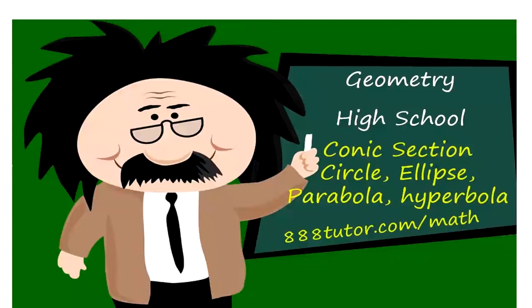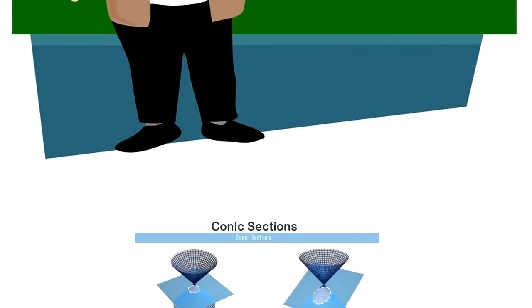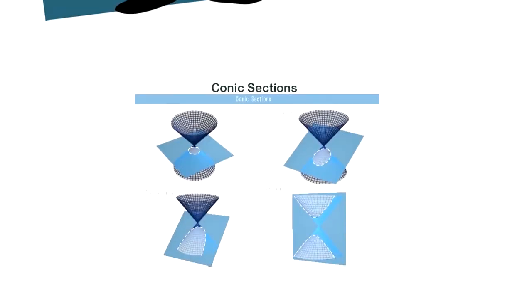Geometry for high school, conic section that includes circle, ellipse, parabola, hyperbola. Why are these shapes called conic sections?